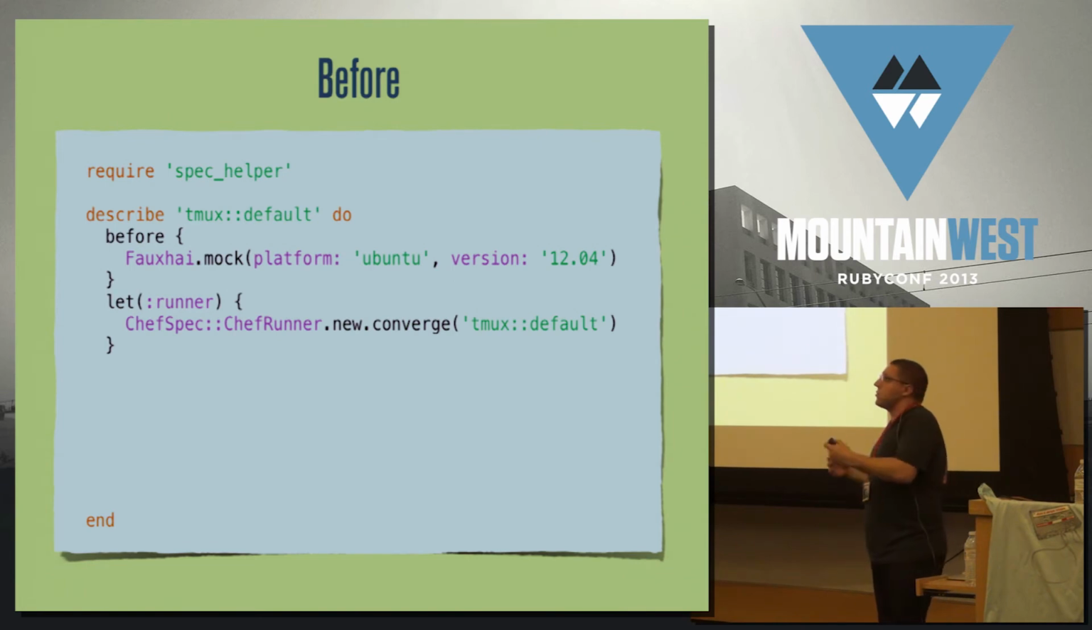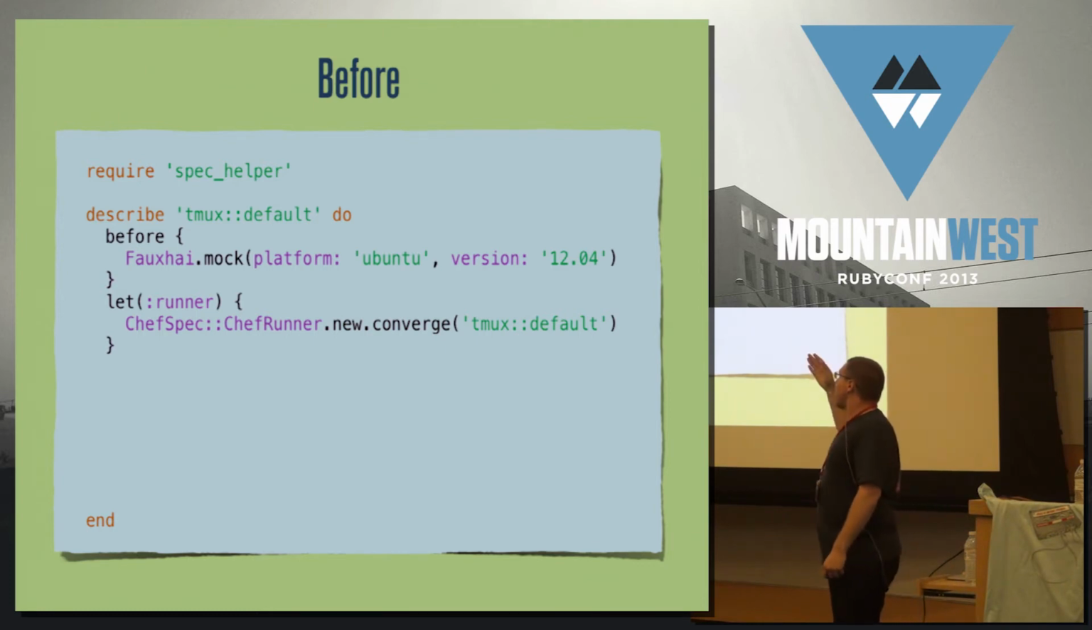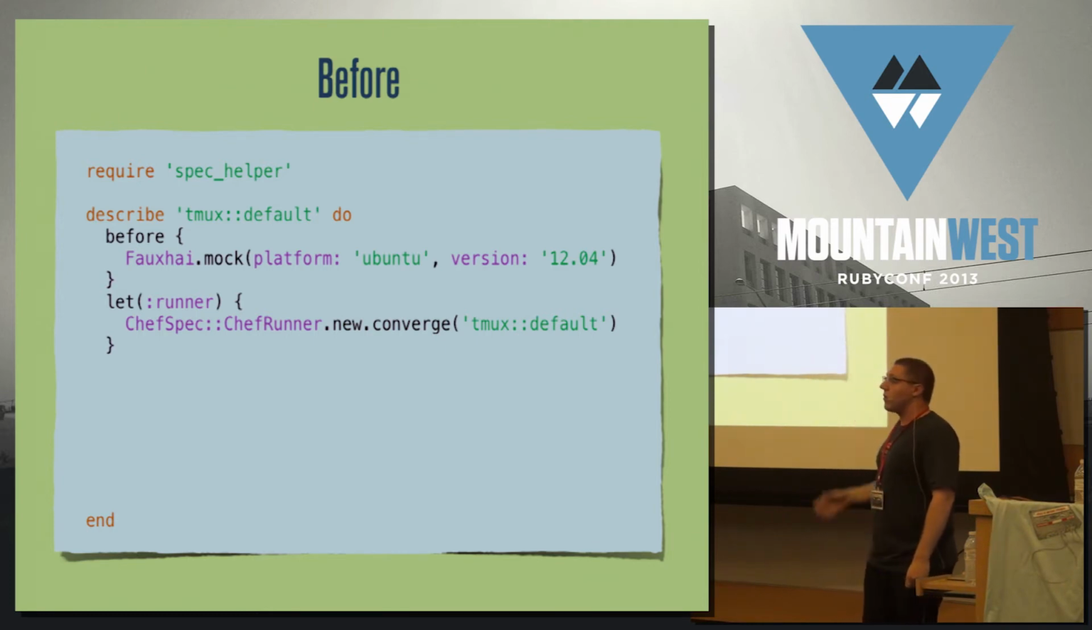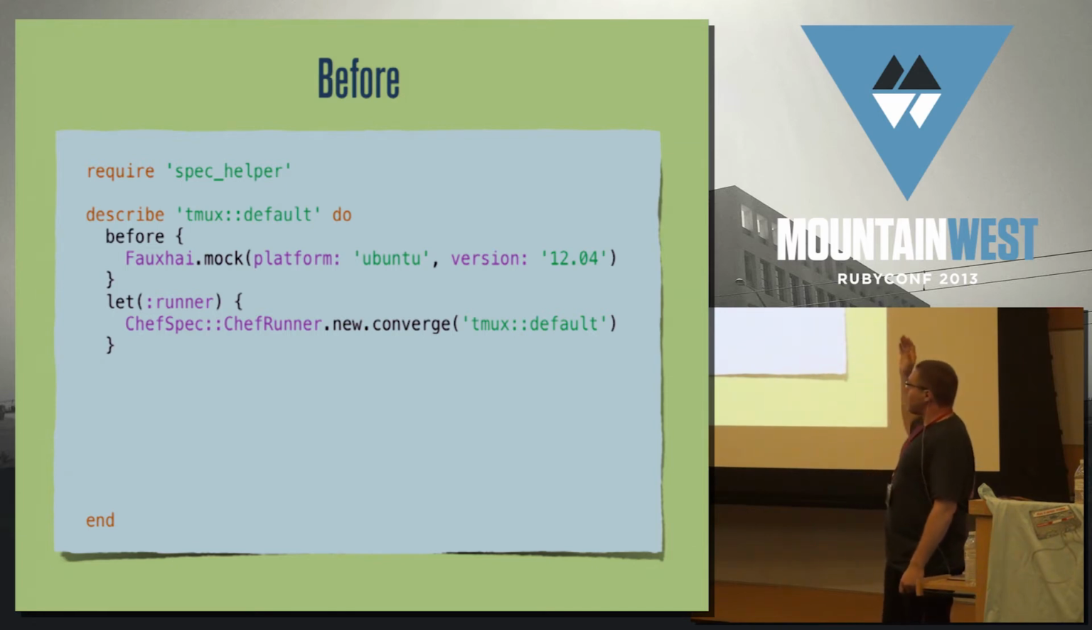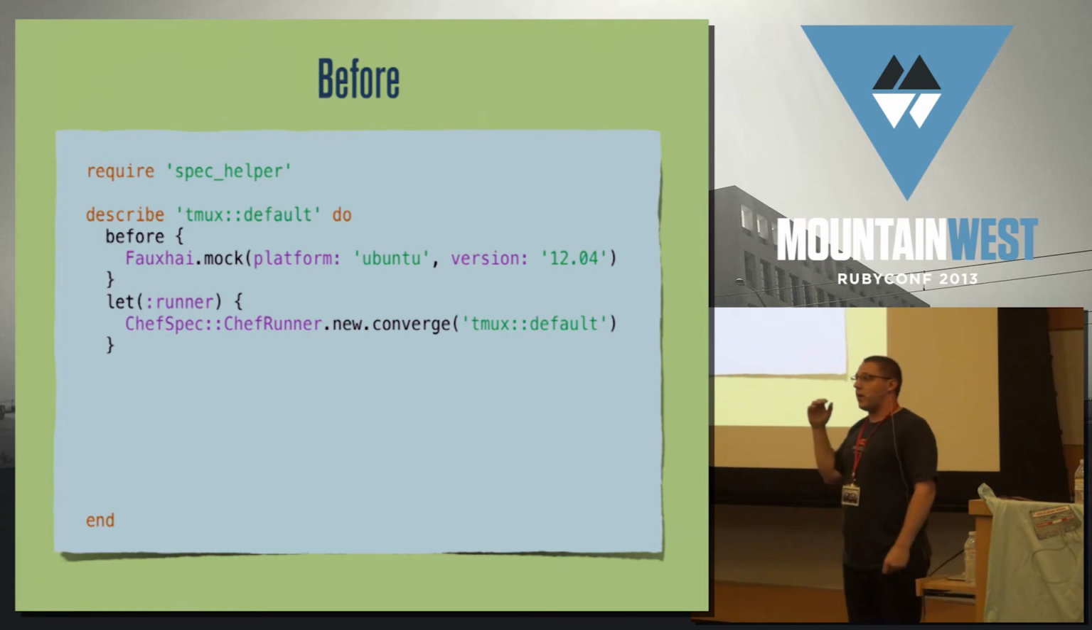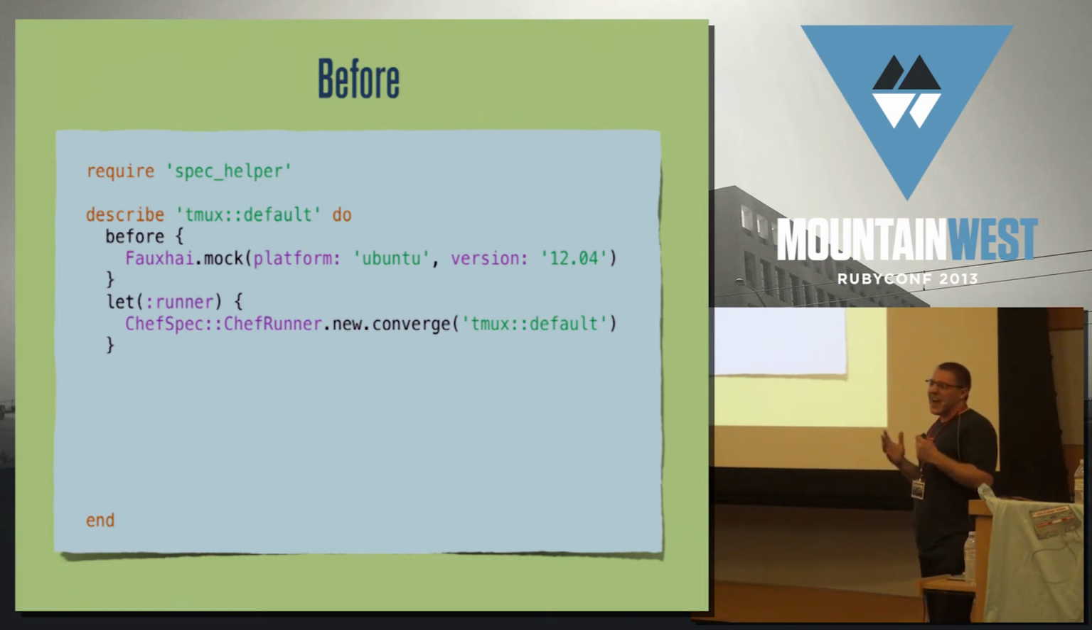So this is what you used to do. In a before block, you would mock out a platform, and this is just how simple fauxhai is. You mock out an Ubuntu platform version 12.04 or version 12.10. That can be Windows version XP. It's super straightforward. You know exactly what's going on. And then you would create a chef runner, and fauxhai would basically hook into the initialize method of your chef runner and inject JSON data into the node, which was really hacky.